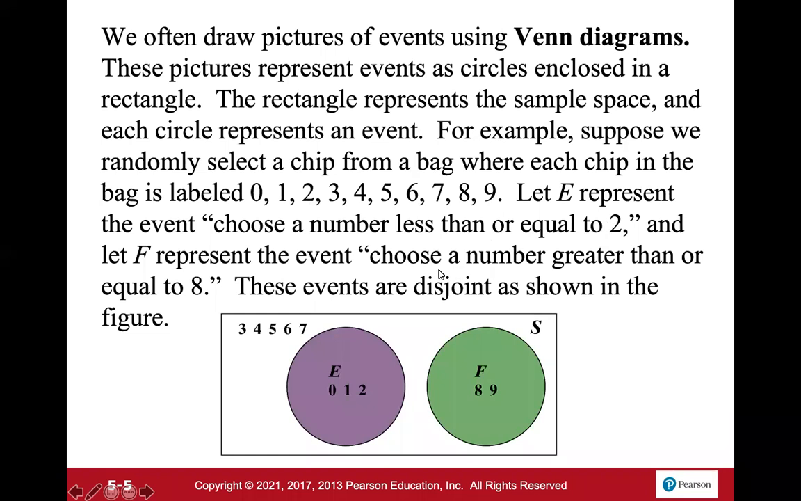And now for the opposite, choose a number greater than or equal to 8. So here we would start off with 8 and go to all the numbers higher than that. So 8 and 9 happen to be these over here. These two are disjoint because there is not one number that falls into both of these categories. So that's what makes them disjoint.